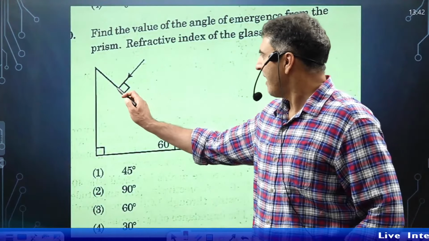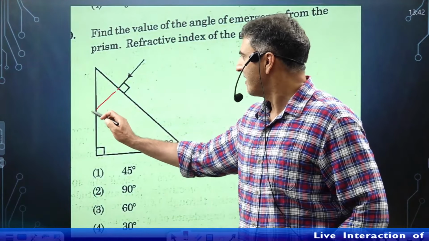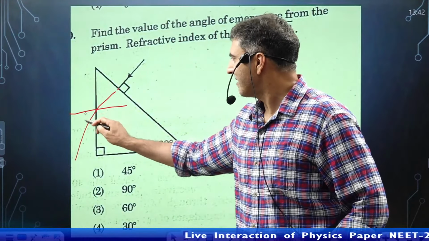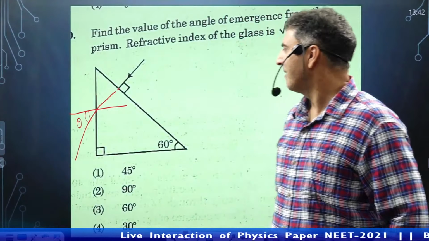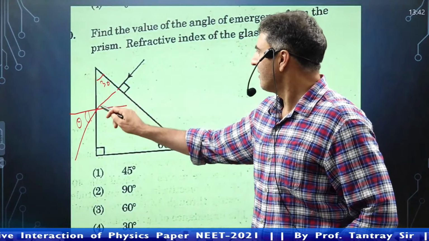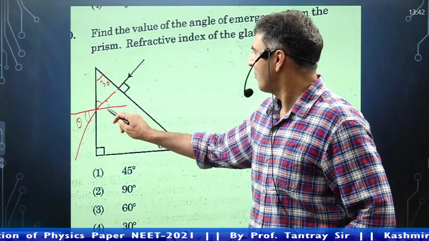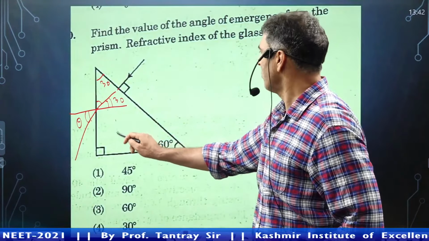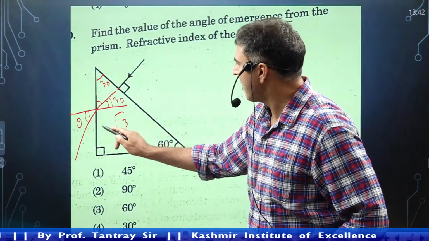Here the ray of light will go straight, and here it will go out and bend. I have to find this angle, this theta. Here it is 60, it is 30. It is 30, it is 60, this one, and therefore it is 30. Here mu is root 3. I will use Snell's law from here to here.